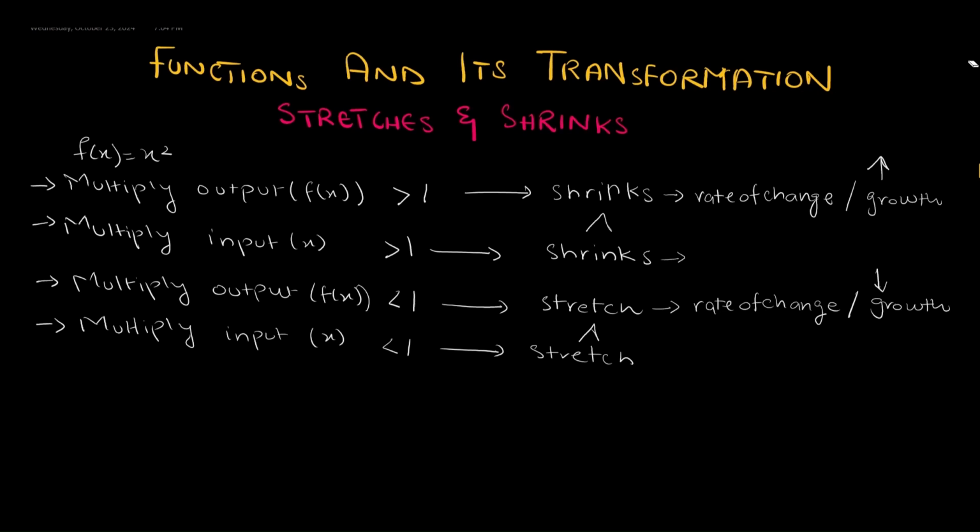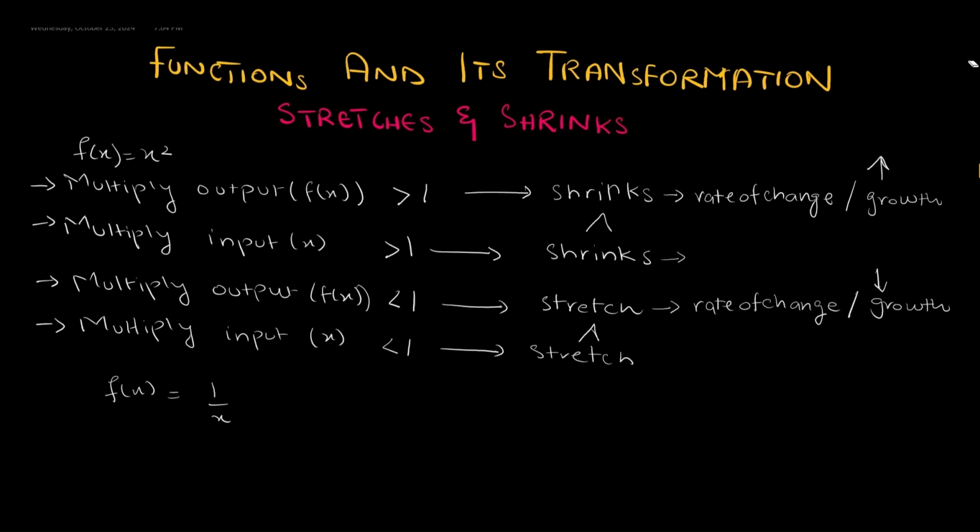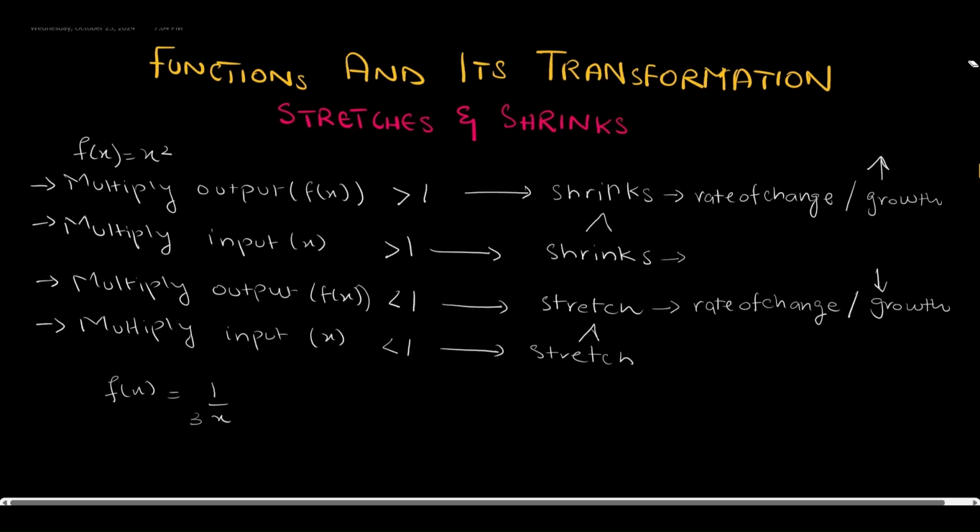Now, what happens to a function like this, f(x) equals 1 over x? Do you think that multiplying something to the input of the function will also increase the growth of the function? Not really, because when we are multiplying something to the input of the function, for example, if we are multiplying 3, it's basically getting divided to the whole of the function, and the function basically tends to decrease.